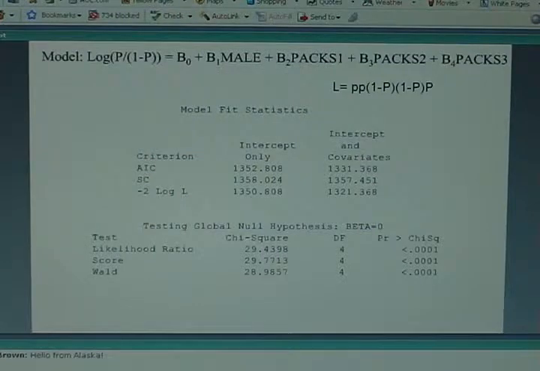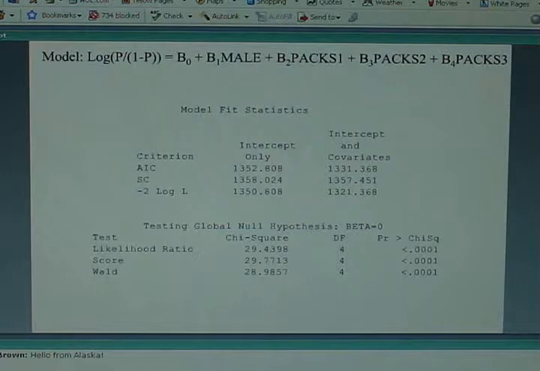If you just fit the model, the value for minus 2 log L for that model is 1350. So 1350 is how well the model would fit if you gave everyone the single risk.